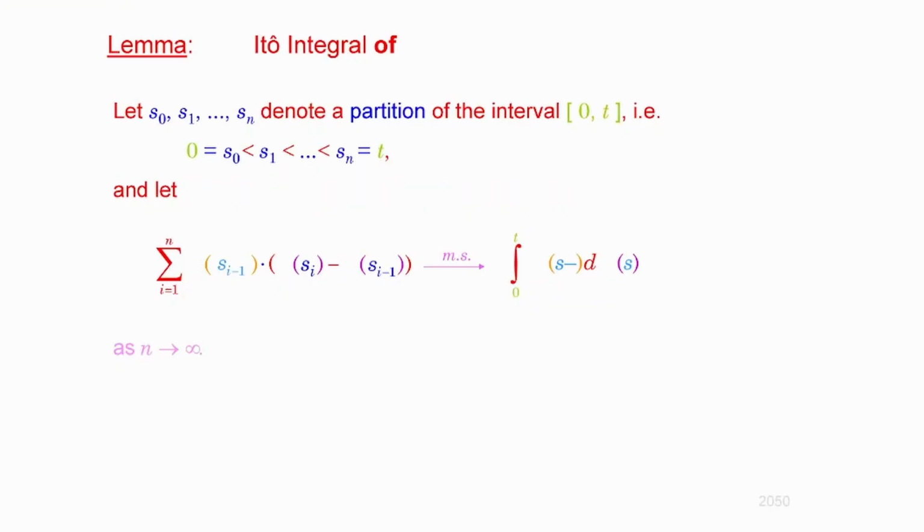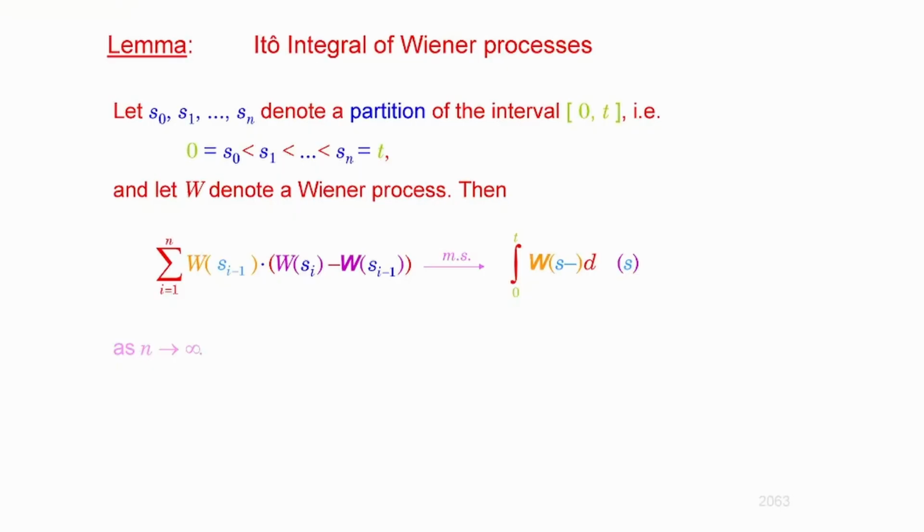Now, I'm going to look at the Itô integral of Wiener processes. So both the integrand as well as the integrator are going to be Wiener processes now. And I'm going to show you that this integral, again the Itô integral of the Wiener process, is going to be equal to 1/2 times the difference of the square of the Wiener process at time point t minus t.